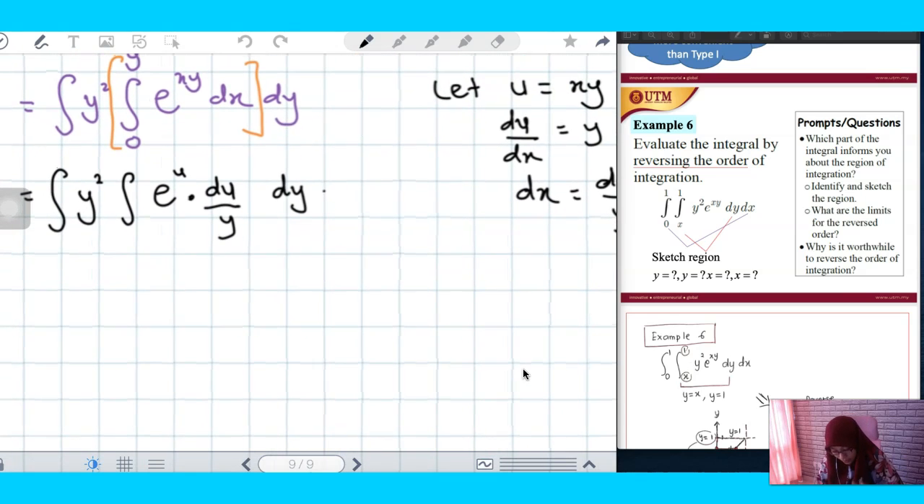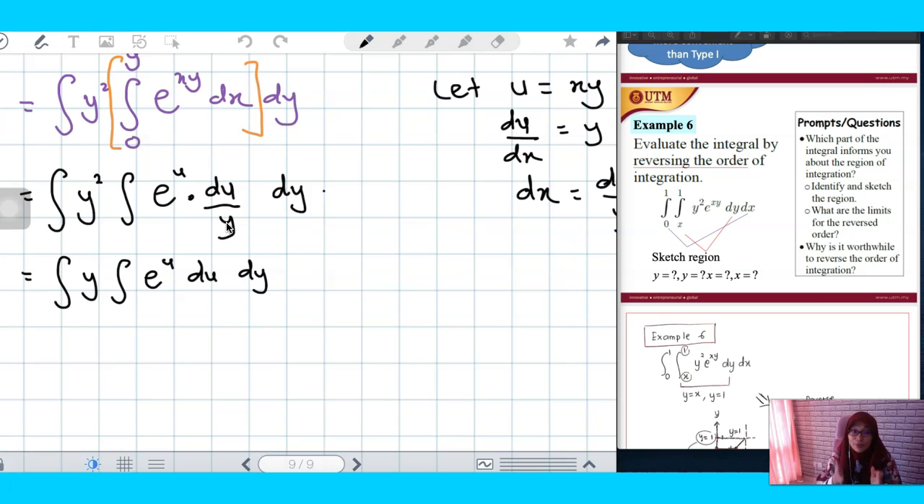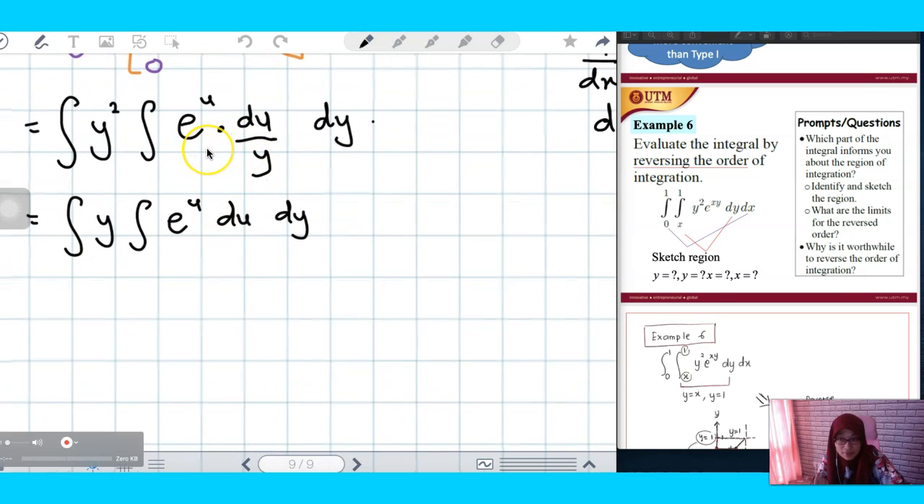Okay, so now they are all multiplication, right? So now we can simplify. You have y squared and you have y, so we can have only y, and then you have e^u du dy. So now there is no more x. Since there is no more x, just in terms of u and y, we can proceed with the integration. Now we can see that our expression becomes simpler.